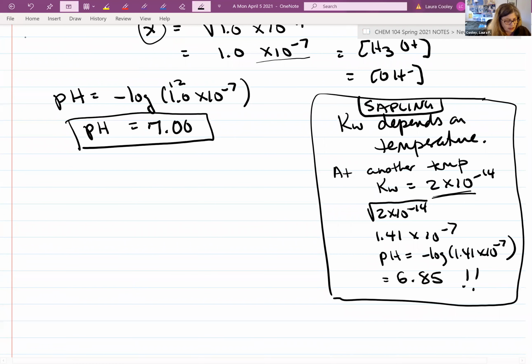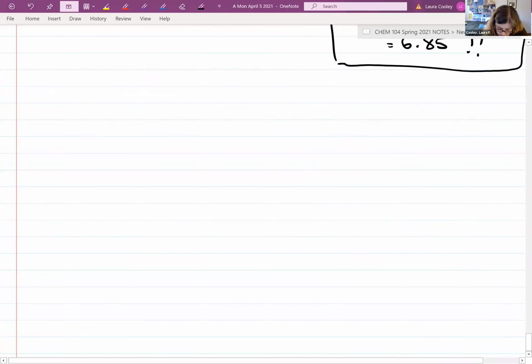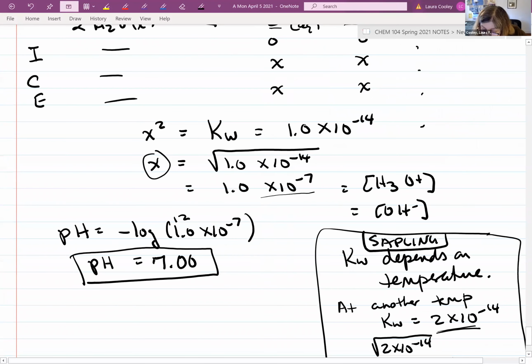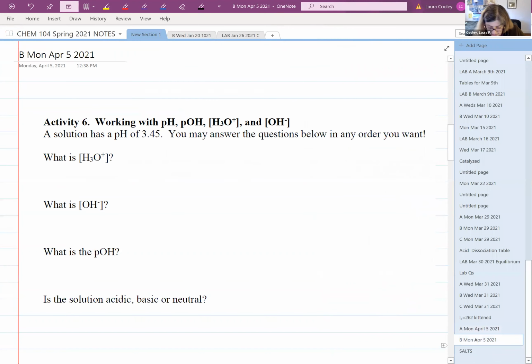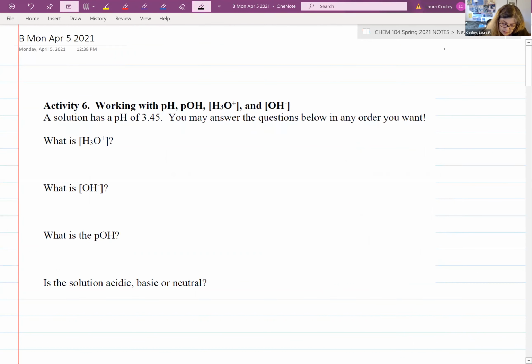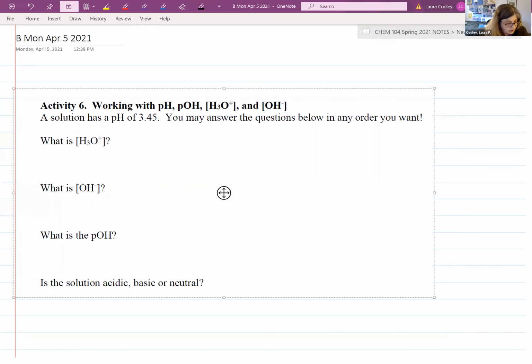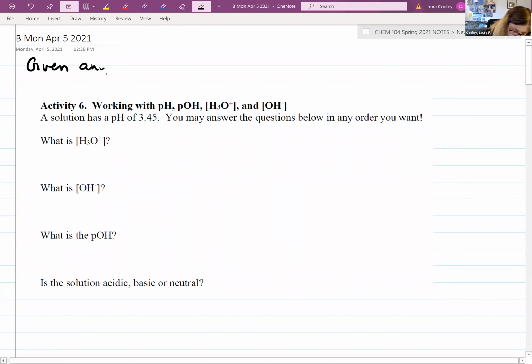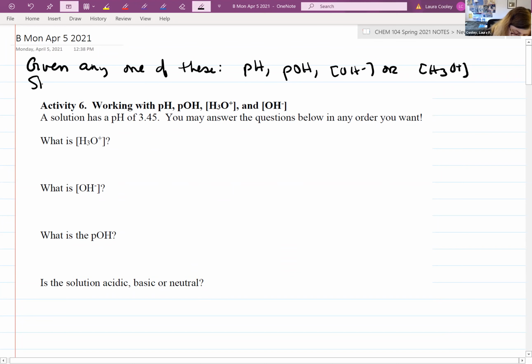All right. So let's go on with this a little bit more. I have another example, maybe at the beginning of the next page here. There we go. If you're given any one of these, the pH, the pOH, the OH minus, or the H3O plus, you should be able to find the other 3.